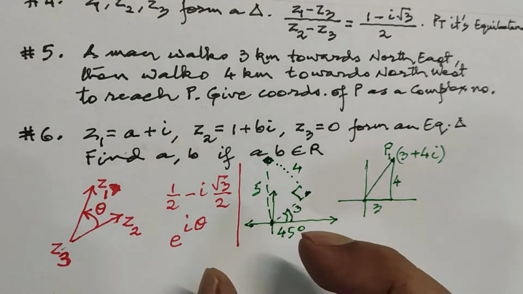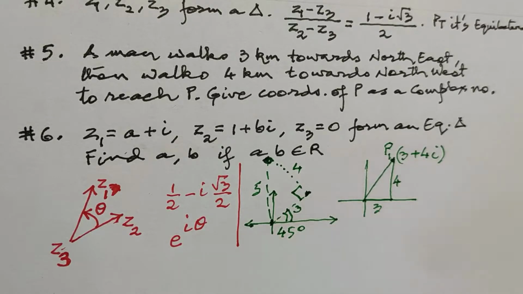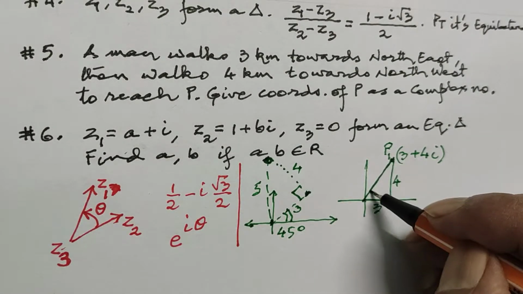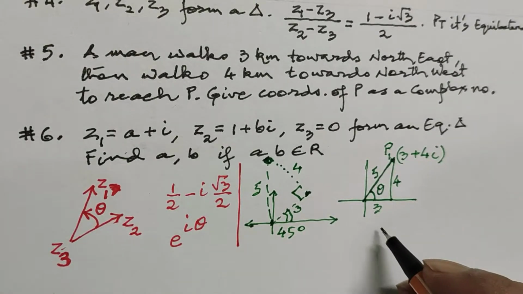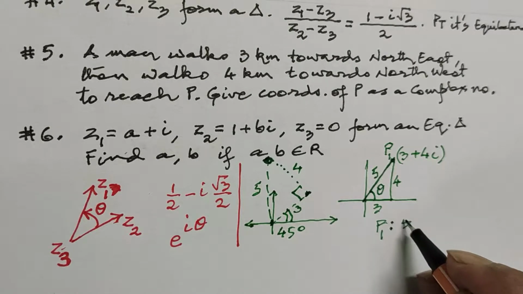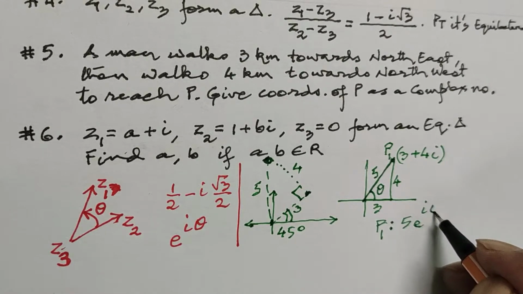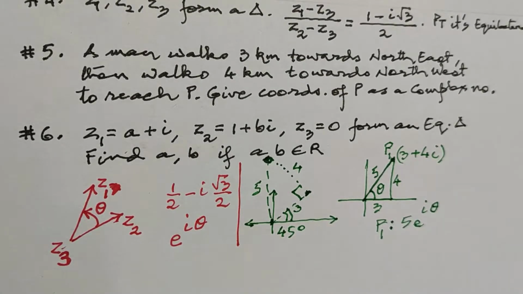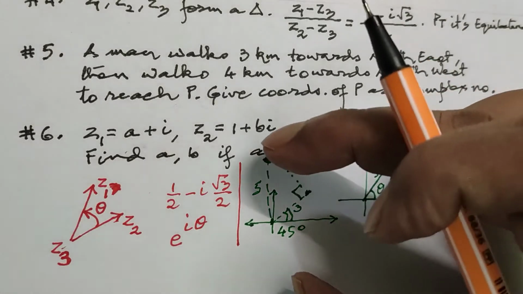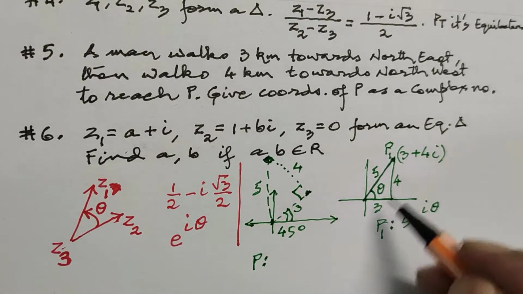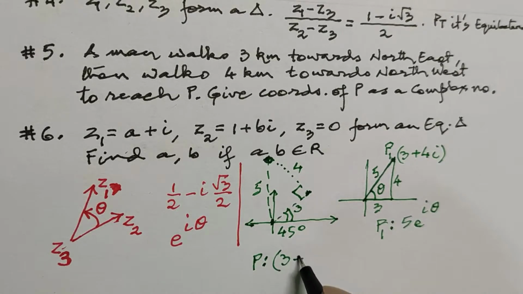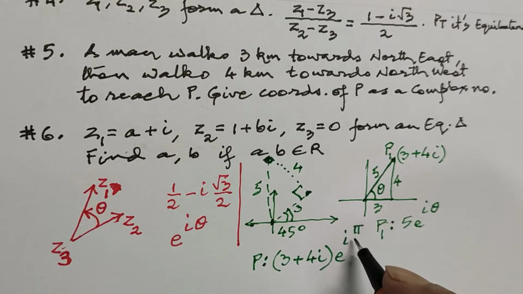But now the whole triangle has got tilted by 45 degree. So this 5, which was making some theta here, so P in this case could have been written as 5 e^(i theta). But now this 5 has got tilted by how much? 45 degree. The whole triangle has got tilted by 45 degree. So now the P will be 3 plus 4i into e to the power i pi by 4.